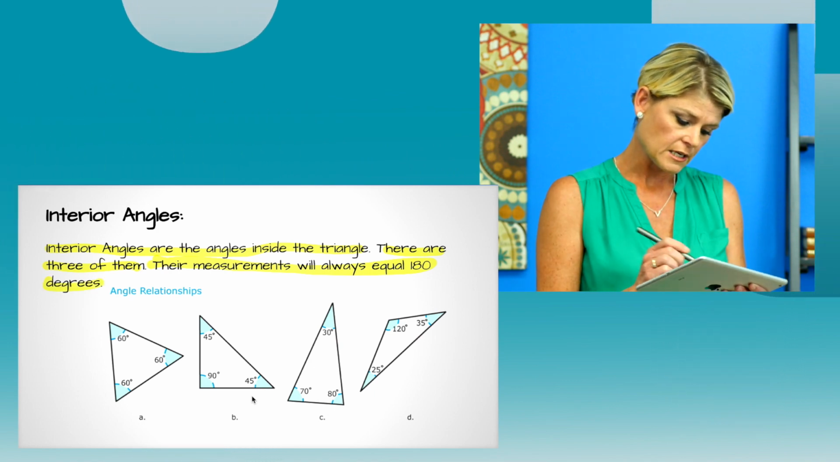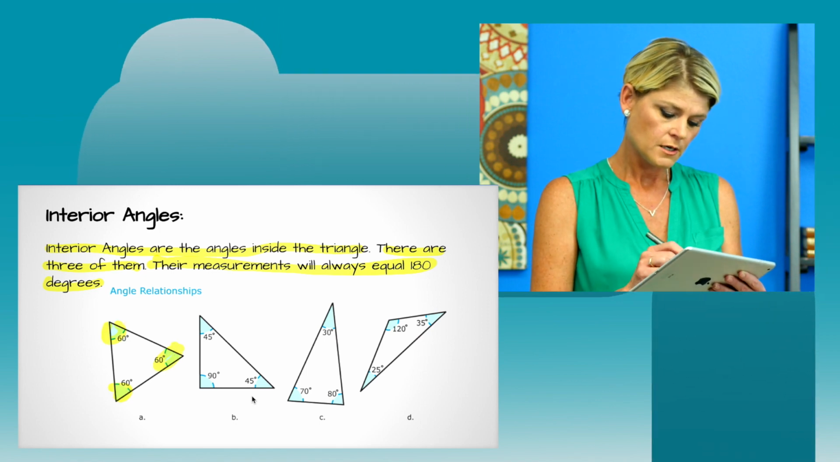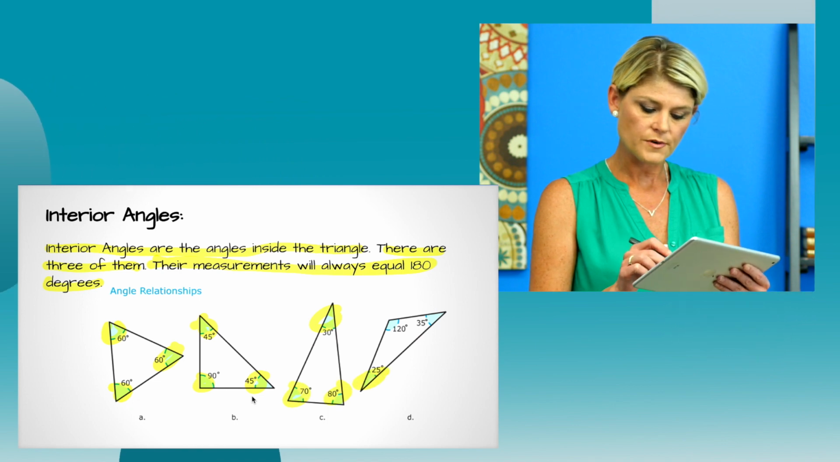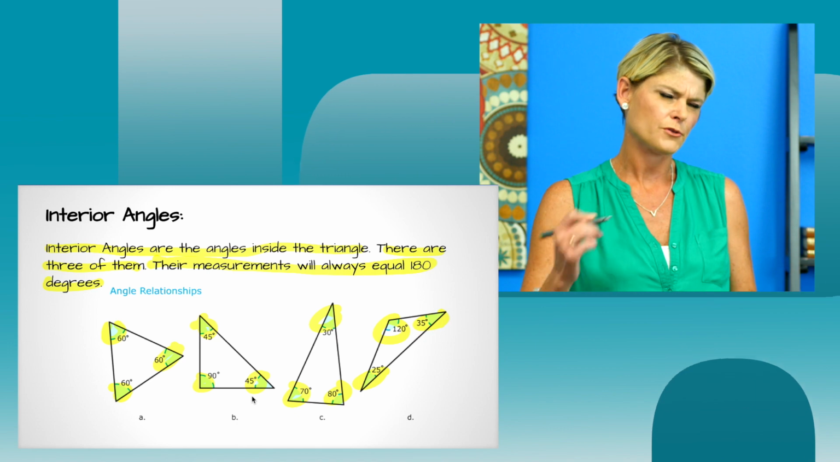And you can see that in each one of these four triangles: 60, 60, 60; 45, 45, 90; 30, 70, 80; and 25, 120, and 35. They all total 180 degrees, even though they're different shapes.